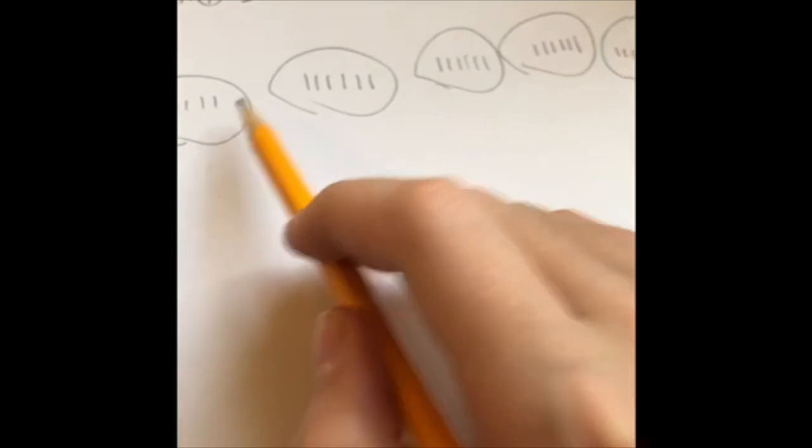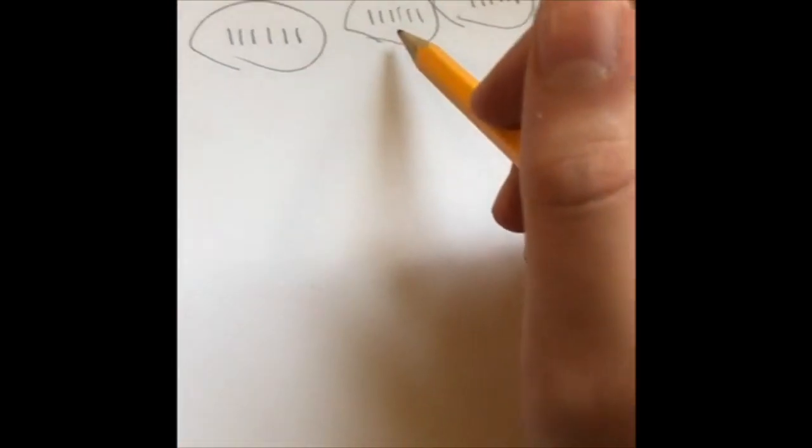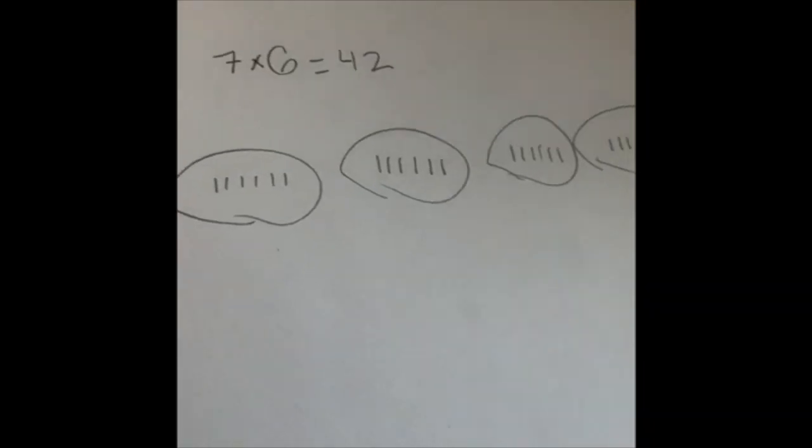So 6 plus 6 is 12. Then 12 plus 6 is 18. Then 18 plus 6 is 24. Then 24 plus 6 is 30. Then 30 plus 6 is 36. Then 36 plus 6 is 42. And that's right, there we go.